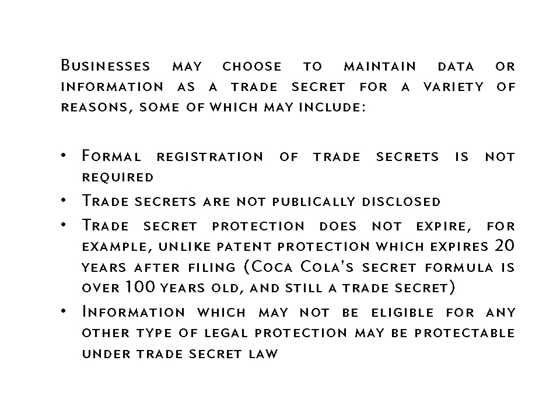Businesses may choose to maintain data or information as a trade secret for a variety of reasons, some of which might include formal registration of trade secrets is not required, trade secrets are not publicly disclosed, as opposed to patents where everyone can look at a registered patent. Trade secret protection does not expire. For example, unlike patent protection, which expires 20 years after filing, Coca-Cola's secret formula is over 100 years old and still a trade secret. Information may not be eligible for any other type of legal protection and may still be eligible for protection under trade secret law.